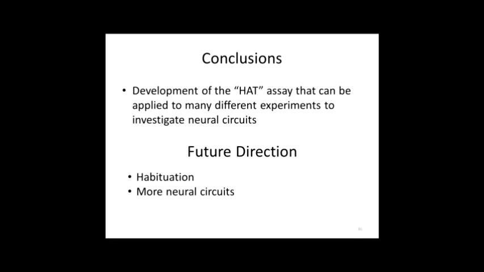And also, in my experiments, we only investigated what happened in the touch response. There are many different neural circuits that you can investigate, like olfaction, sight, and hearing, and it would be neat to see what's happening in the nervous system in those neural circuits.